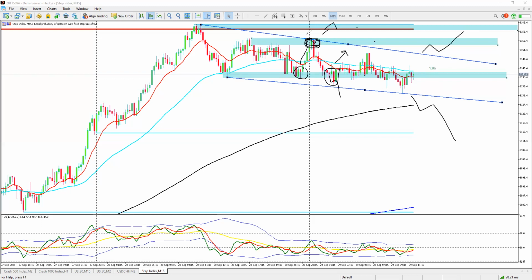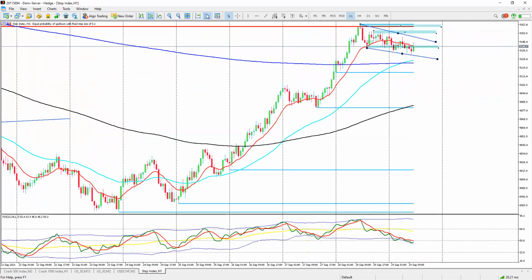But for this same setup right now, if you are to go to a higher time frame, let's say H1. Okay. On H1 now, you see that this price, if it breaks here, it's actually coming to this zone here.